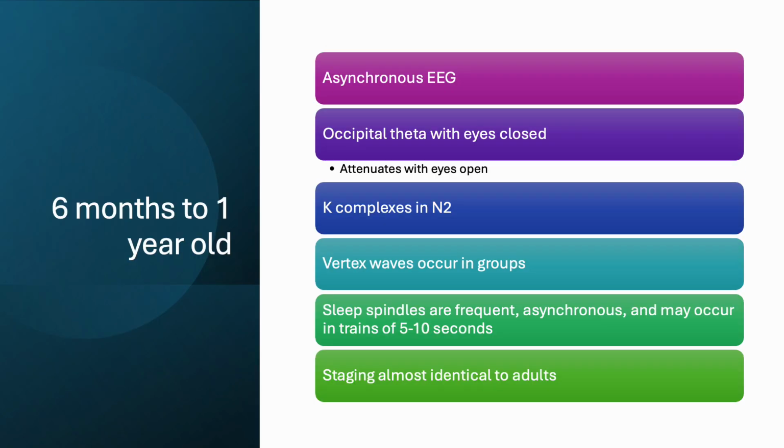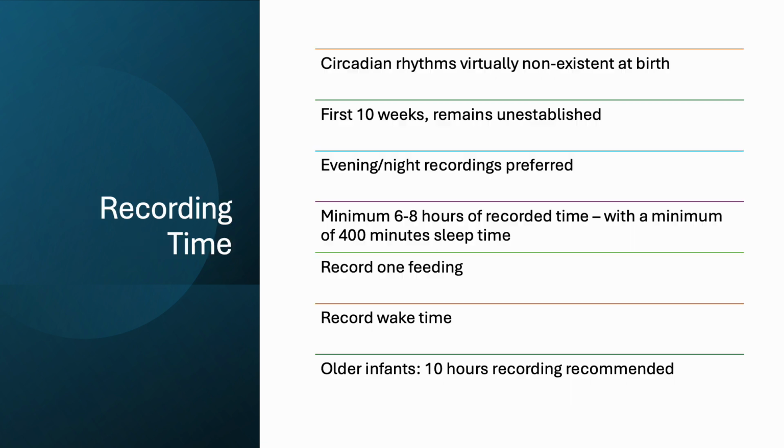Between 6 months and 1 year post-term, the EEG is still asynchronous, as are sleep spindles, which have become more frequent and can last up to 5 to 10 seconds, which is very long compared to adult spindles. Once the eyes close, the occipital derivation should show theta, which would be their PDR. You'll also start to see K complexes, vertex sharp waves in groups, but the spindles are still asynchronous. They don't happen at the same time, and they continue to be long. Staging is almost identical to adults, with the exception of no alpha for PDR. It will be slower, and the architecture will be different as well.